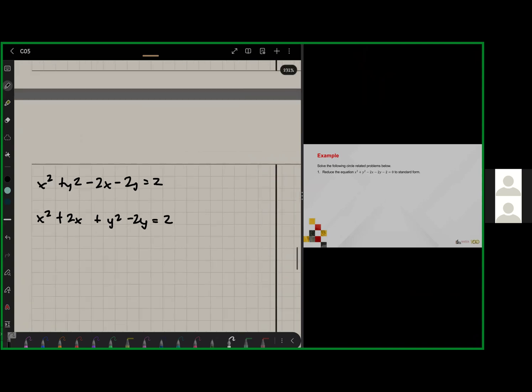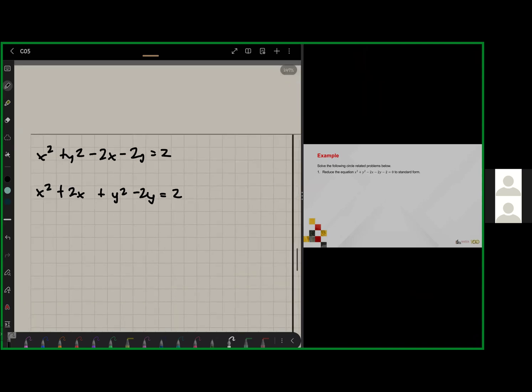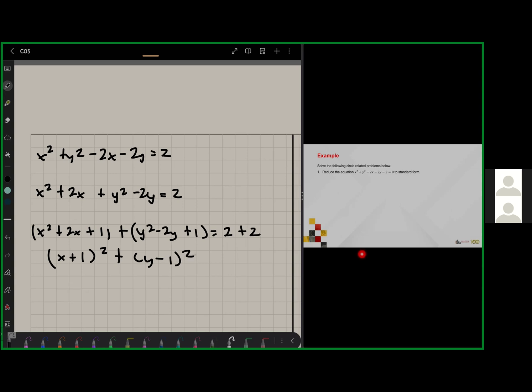Then we have to complete the square. We have x squared plus 2x. 2 divided by 2 is equal to 1, and 1 squared is equal to 1. Then y squared minus 2y: negative 2 divided by 2 is negative 1, and the square of negative 1 is equal to 1, giving us 2. We added 1 and 1 to the left side of the equation, so we need to add 2 on the right side, giving us x plus 1 squared plus y minus 1 squared is equal to 4.